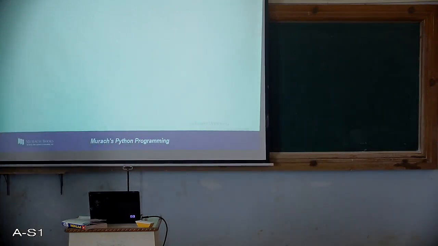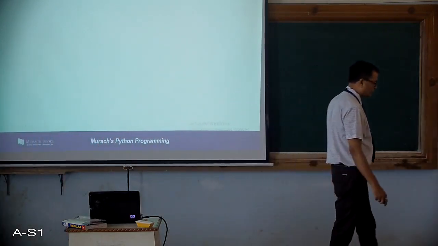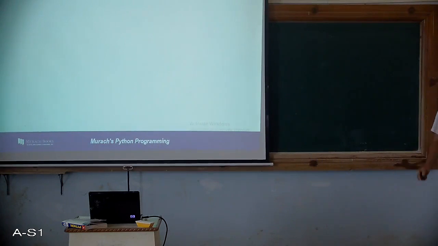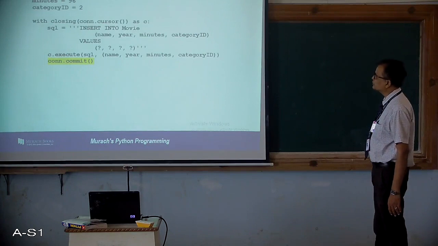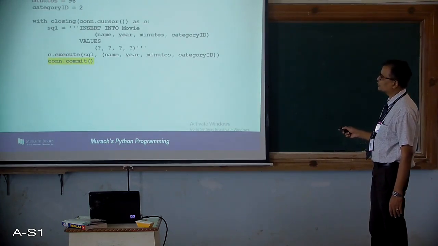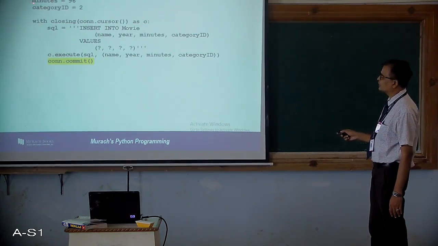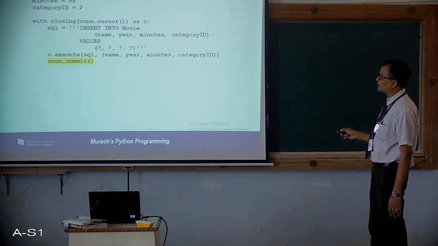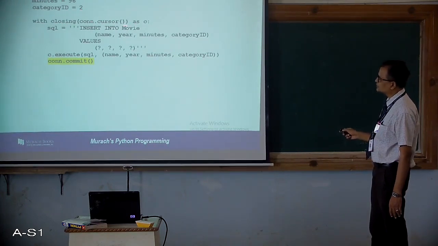Similarly, we have a commit function, and this commit function will help you write the changes you have made in your program into the table that you are referring to, right? So this is how it is done. When you want to execute an insert command, you say name is equal to Juno, year is 2007, minutes is 96, category ID is 2, with the closing connection. This is the same procedure that we have followed.